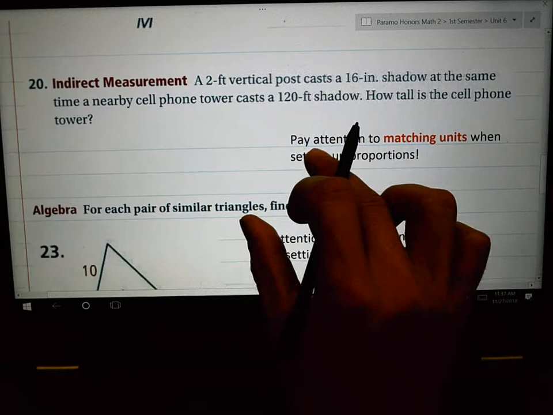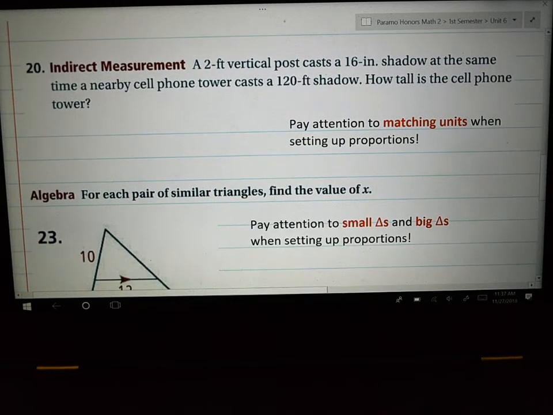Number 20. A 2-foot vertical post casts a 16-inch shadow. At the same time, a nearby cell phone tower casts a 120-foot shadow. How tall is the cell phone tower?